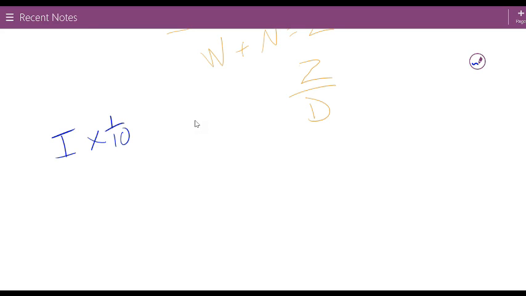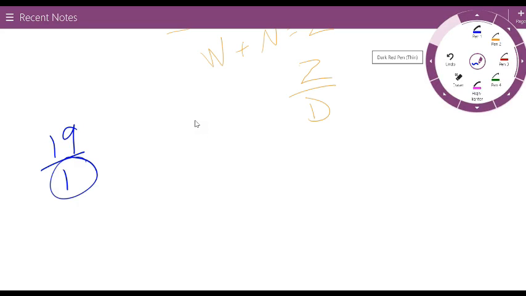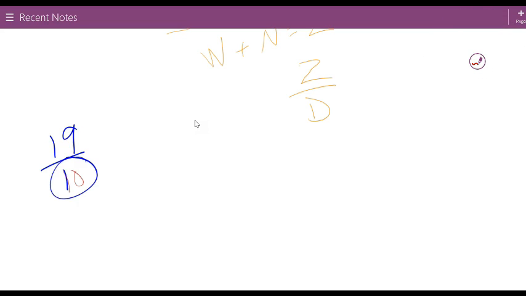Okay, so 19, sorry, going back, thinking about this a little bit more. 19 is the same as 19 over 1. Any integer can be turned into a fraction. You just put it over 1. And we want to change this to a 10. Now we can't just multiply the denominator because that changes the value, so we need to multiply the numerator too, so we get 190 over 10.